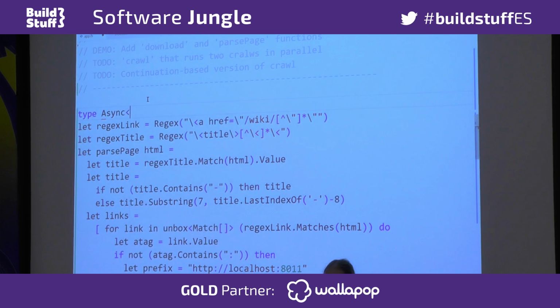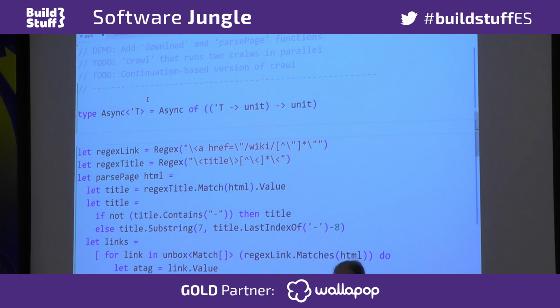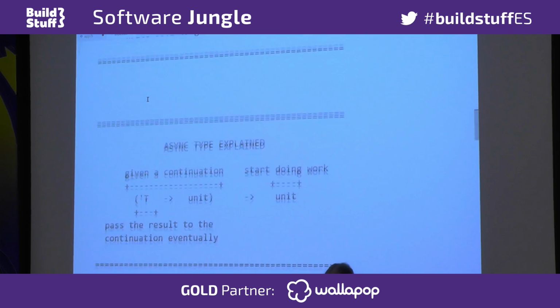Async represents a computation that will produce a value. And this has a fairly tricky looking type, so I have a more detailed look. It takes a unit, and that's a function that returns a unit. So this is a function that takes another function, and how can you guess when you have it?